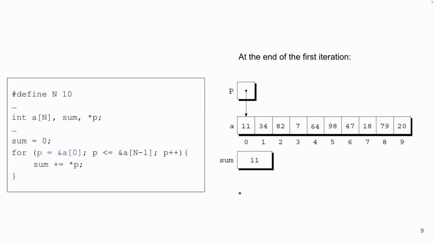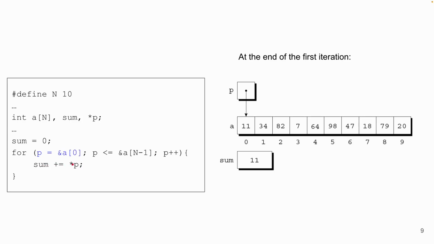And let's check out the following slide to know what happened inside this for loop. So first, we can see that in the first expression of the for loop, we make P point to A[0]. Let's assume this is the array A, this is the pointer variable P, and this is the sum variable. So when we make P point to A[0], P points to here.